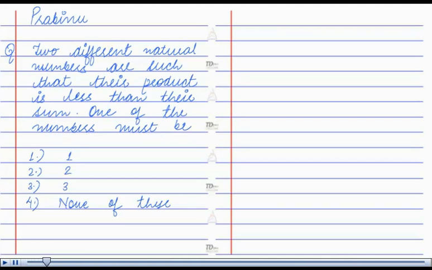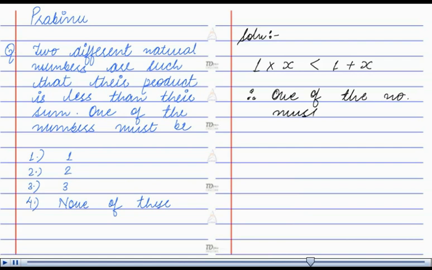Hello, I am Prabinu. Question is, two different natural numbers are such that their product is less than their sum. One of the numbers must be solution. The only possible equation satisfying the question is 1 into x is always less than 1 plus x. So therefore, one of the numbers must be 1. Therefore, answer is option number 1.